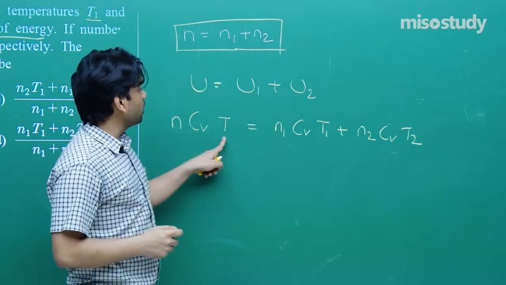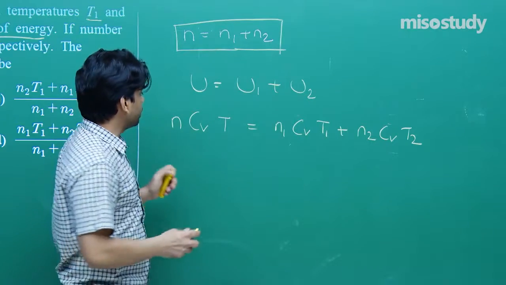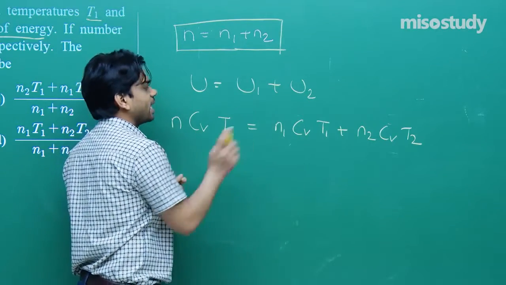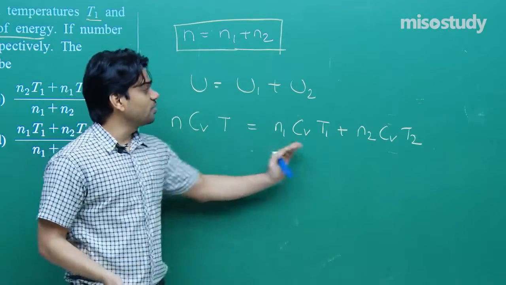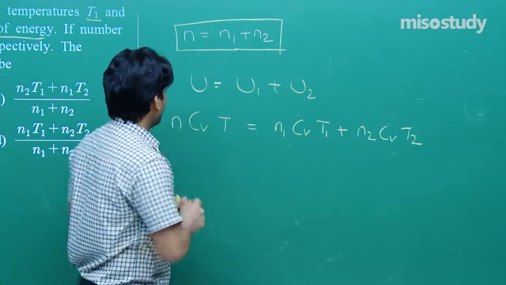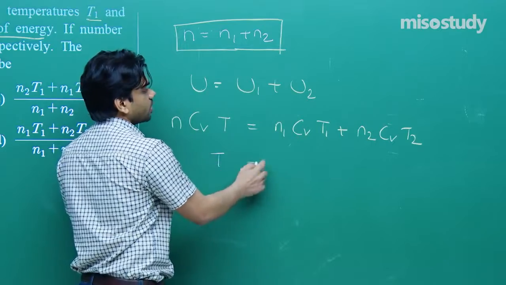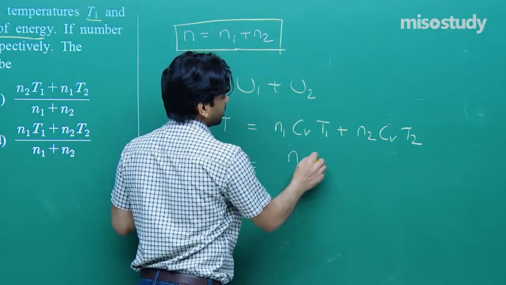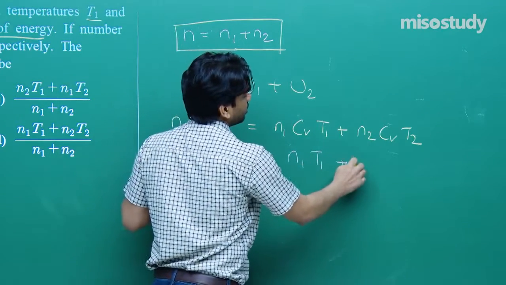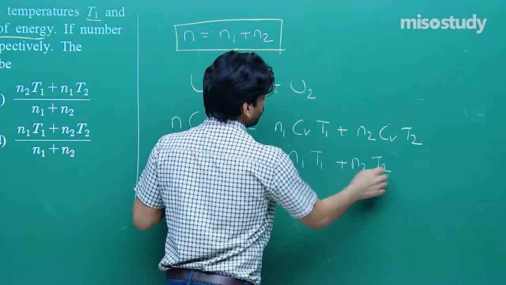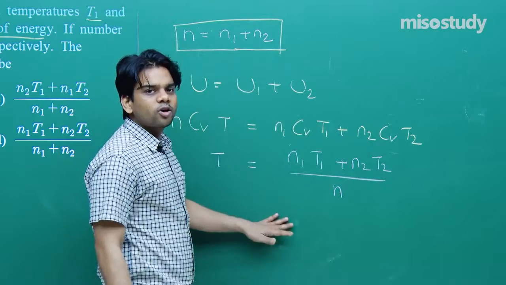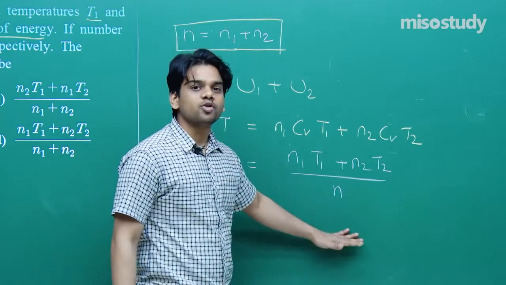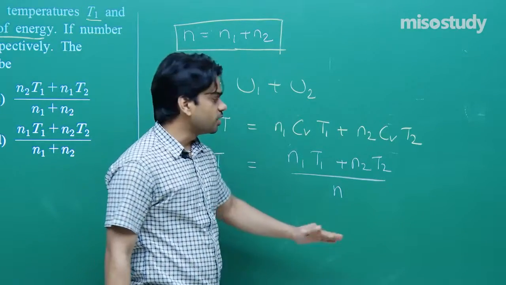We need to find out the value of T. How can we find it? CV will be cancelled out. Monatomic gas, CV will be the same, so that's why I've used the same CV everywhere. CV will be cancelled out. So T will come out to be N1 T1 plus N2 T2 divided by the number of moles, that is N. Now before commenting on the further answer, take note till here so that I may write till the other end.